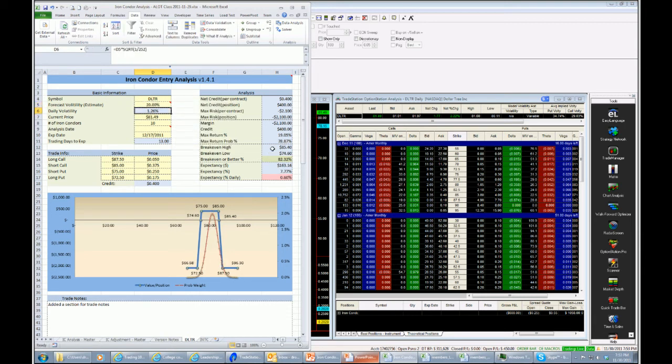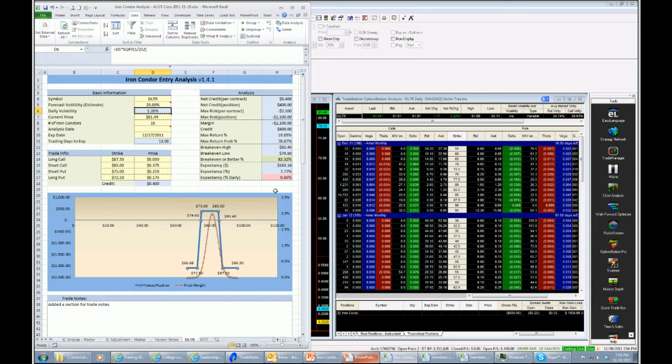Now, I also calculate out what the break-even high is. As long as the price of the stock stays below $85.40, we're going to break even or do better on this trade. If the stock stays above $74.60, we're going to break even. The chance for break even or better is 82.32%. And that's taking into account a lot of things.